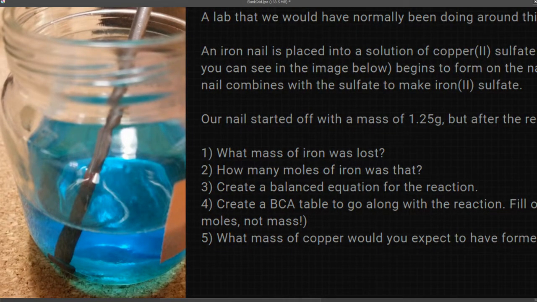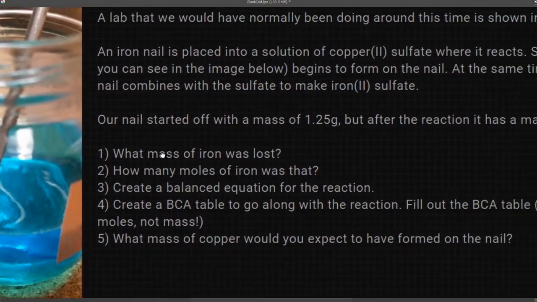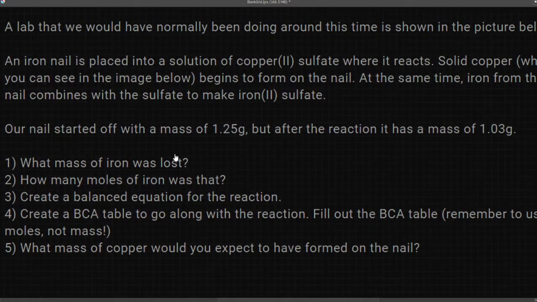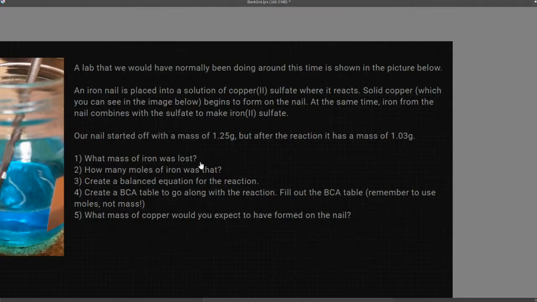So let's go ahead and look at our task here. Copper 2 sulfate: an iron nail is placed in a solution of copper 2 sulfate where it reacts. Solid copper, which you can see in the image below, that's the orange stuff on the outside, begins to form on the nail. At the same time, iron from the nail combines with the sulfate to make iron 2 sulfate. I forgot to mention that it goes into solution, that's fine.